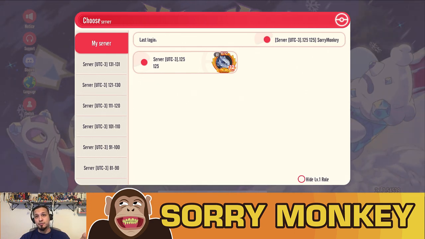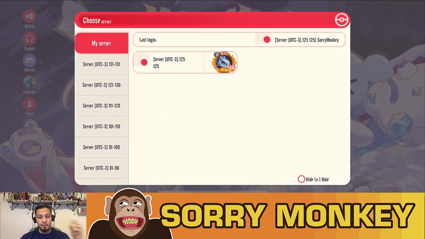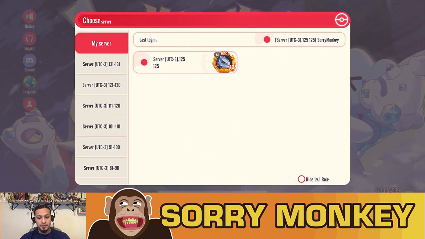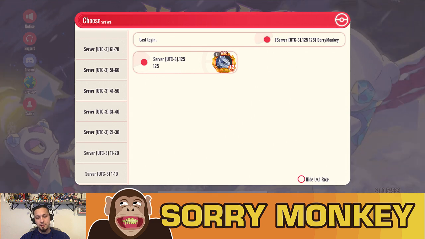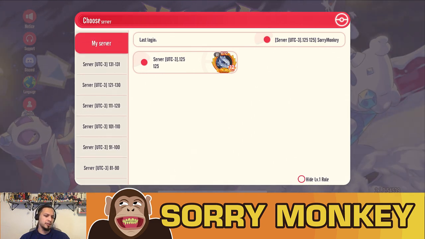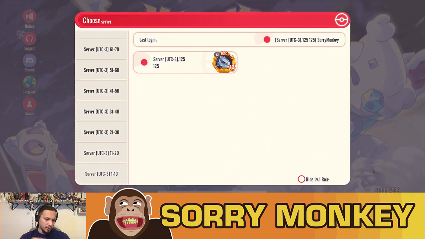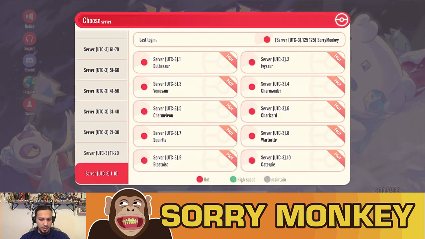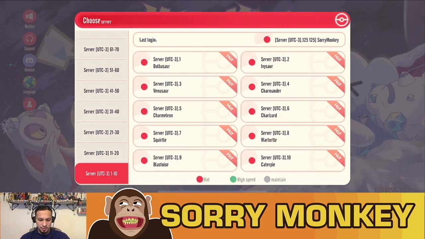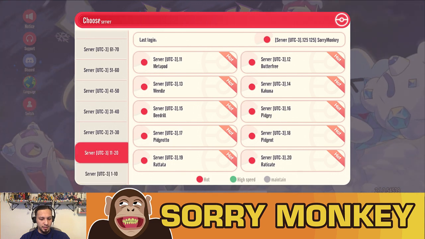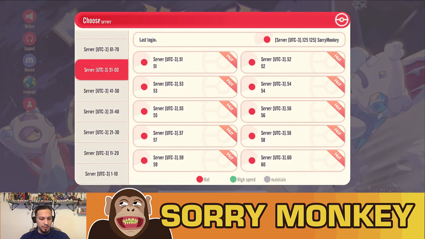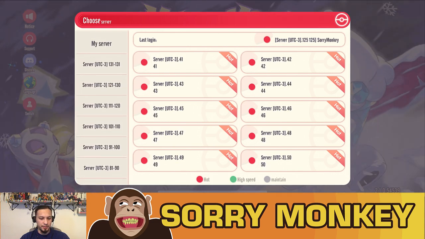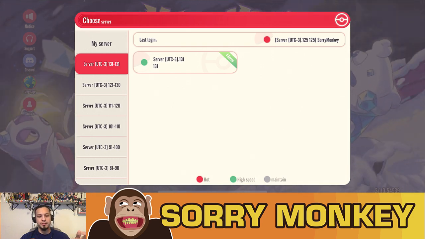So if you guys would like to join the same server where I'm at, go ahead and join 125. But this is what you should know about these servers. The 1 through 10, you can see here at the bottom, and then 11 through 20, and so on. A whole bunch of servers, and it goes all the way to 131.